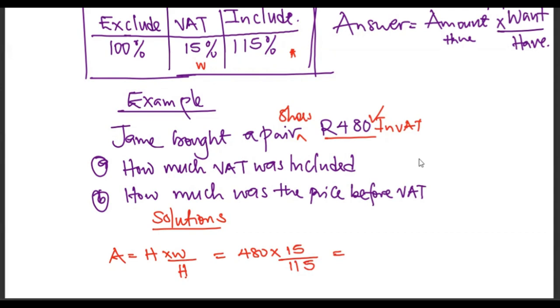So I'll take my 480 times 15 over 115. So I have the amount of VAT as 62 rands 61 cents. This is the amount of VAT. How much VAT was added?